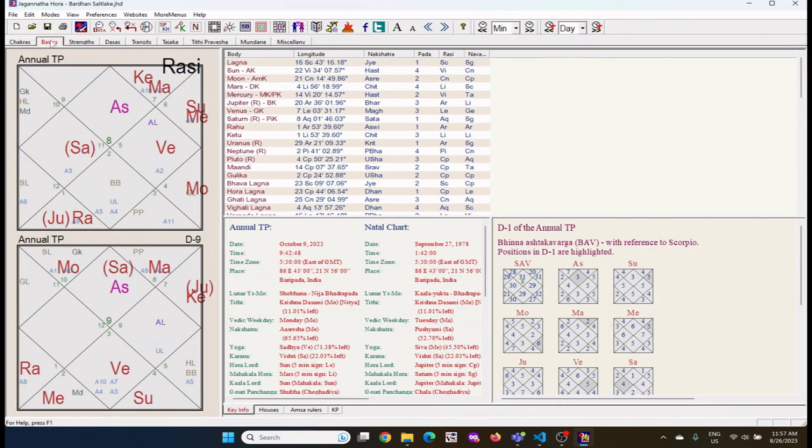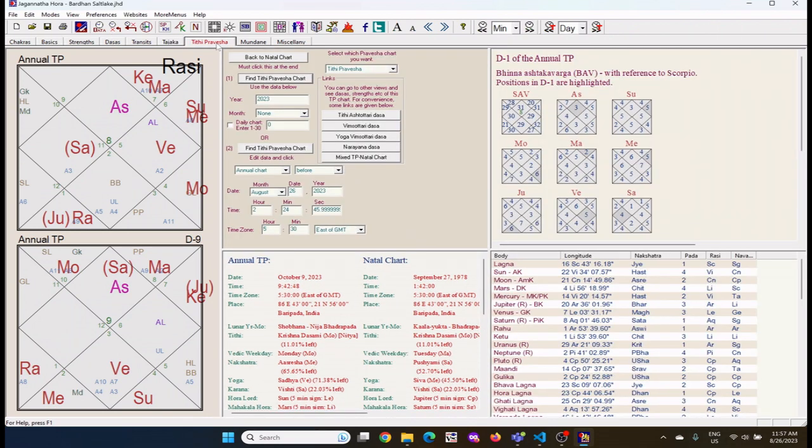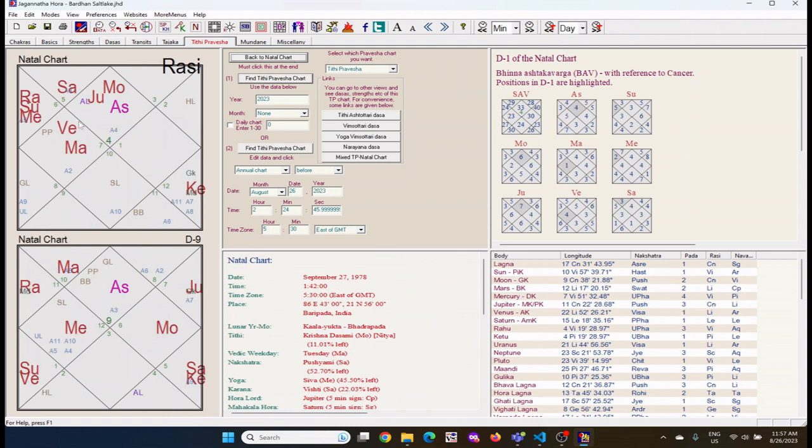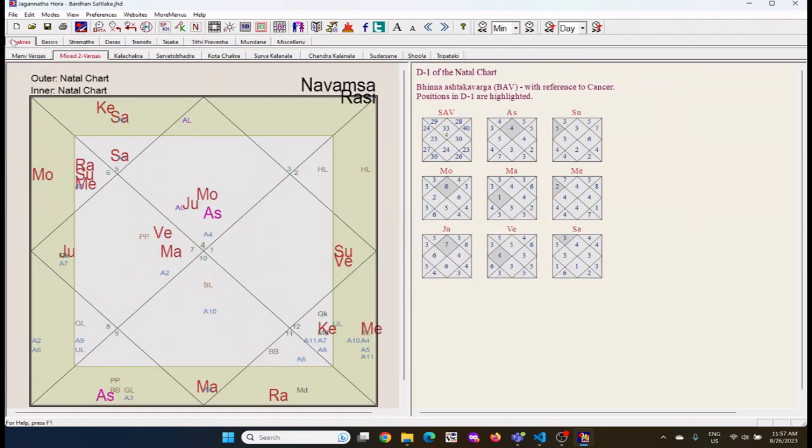So, how do you reset it? For that, again, go to the Tithi Pravesha chart, click on back to natal chart. Now your natal chart is showing. Now again, go back to chakras and mixed two vargas. See, the Tithi Pravesha chart is reset and now it is showing the Rashi chart along with Navamsa chart.